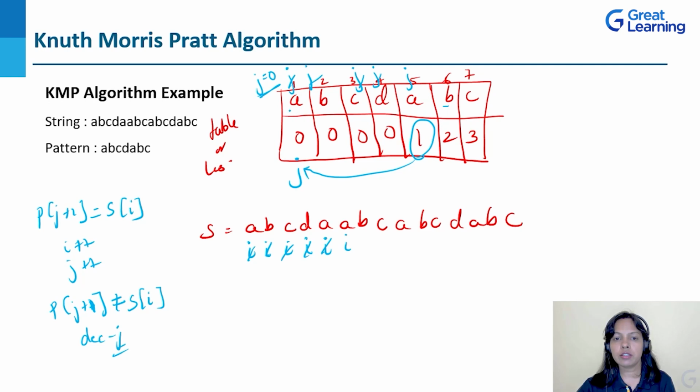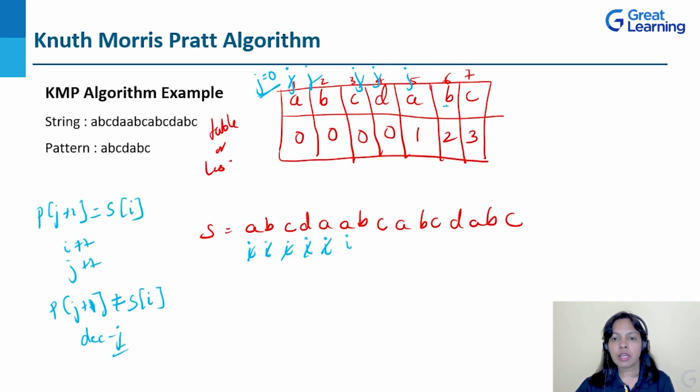J is pointing at this A, right? And this is also A. So yes, these two are equal. So what we'll do in case of equal, we'll increment both. I will be incremented. J will also be incremented. Okay. Now I and j are also equal again here, right? So j will be incremented to this and I will also be incremented to this. Now j and I is equal again here. So both will be incremented, right? So j will be incremented and I will also be incremented.